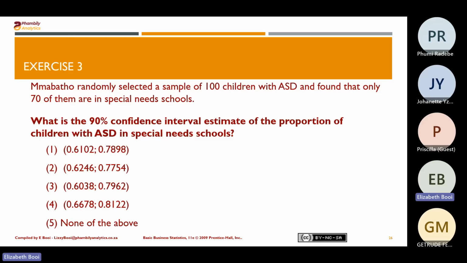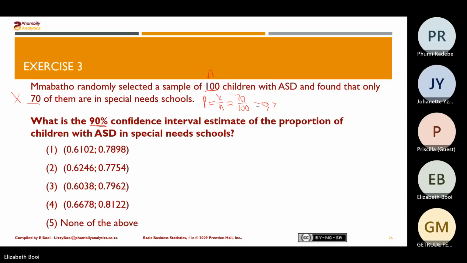Let's move on to another exercise, which is the proportion. Mabato randomly selected a sample of 100 children with ASD, found that only 90 of them are in special needs school. What is a 90% confidence interval estimate? So we are given our sample size n. We are also given our x, not our x bar, our x. So we can calculate our p, which is x divided by n, which is 70 divided by 100, which will be 0.7.